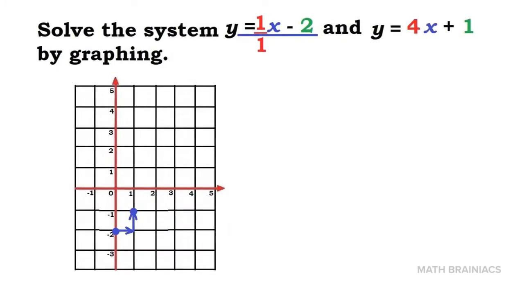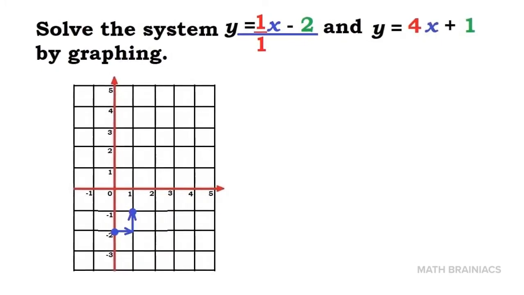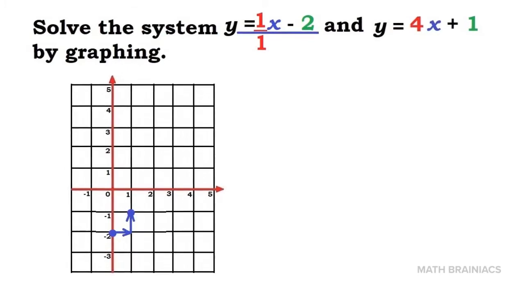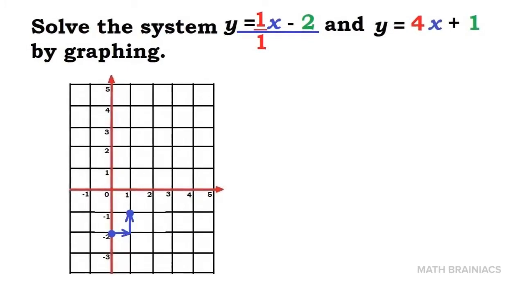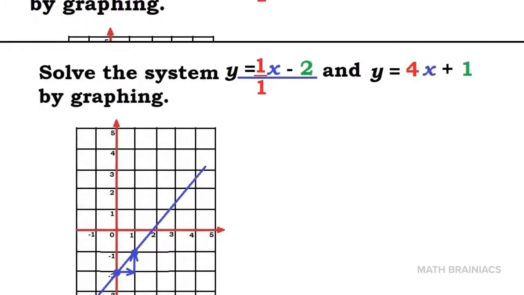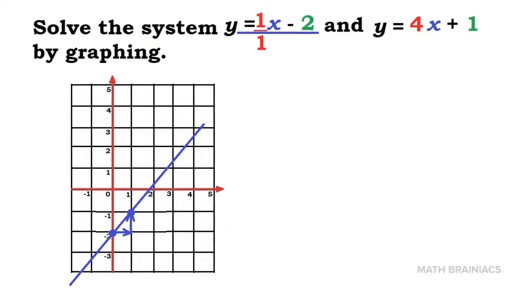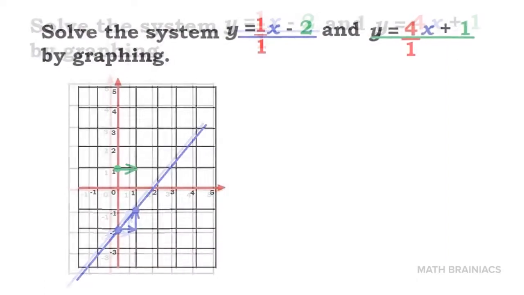Accordingly, we have 2 points. When x is 0, y is negative 2. And when x is 1, y is negative 1. We're going to connect these 2 points with a line. Consequently, this is the line y is equal to x minus 2.